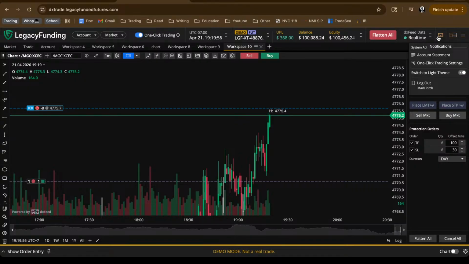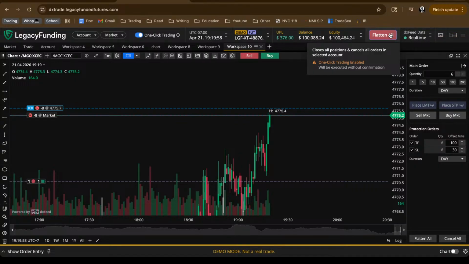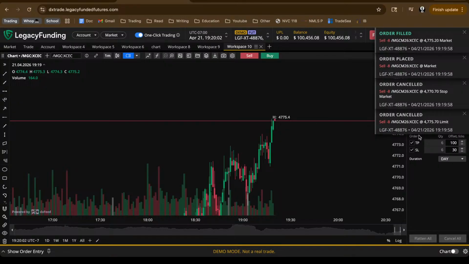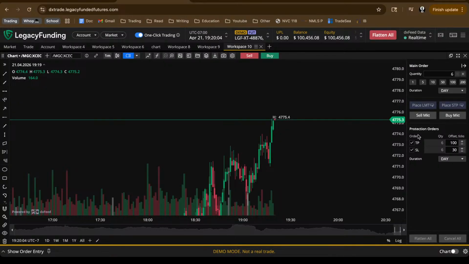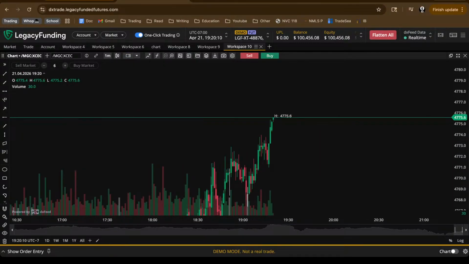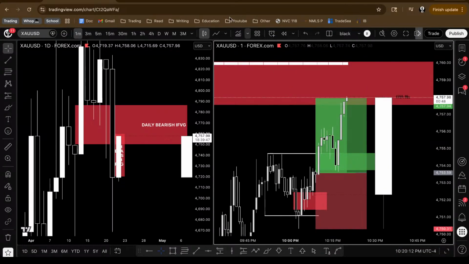Ready? 360, 370, boom, flat and all. All right, I closed all the positions because I'm not sure with the trade bar how to do partials. I know with the regular, if you're just trading manually, you can do that, but I wasn't sure, to be honest.